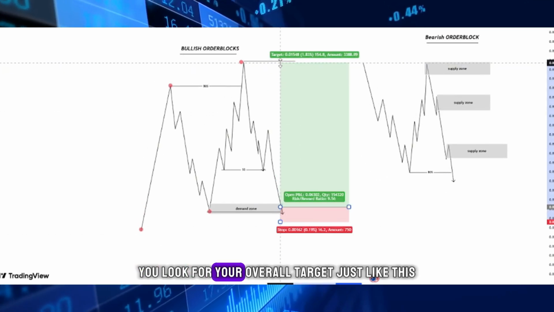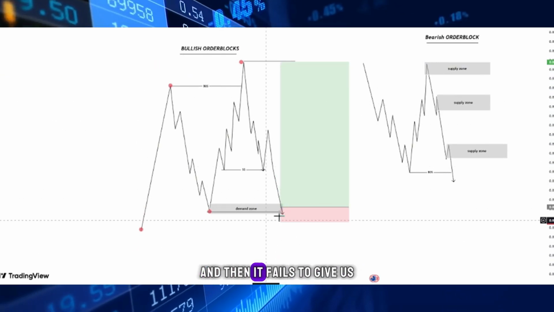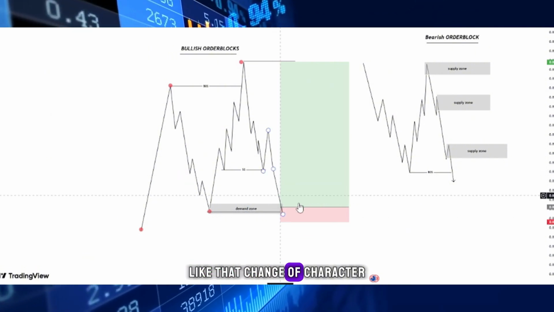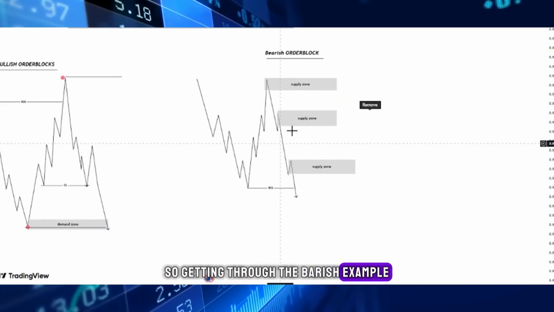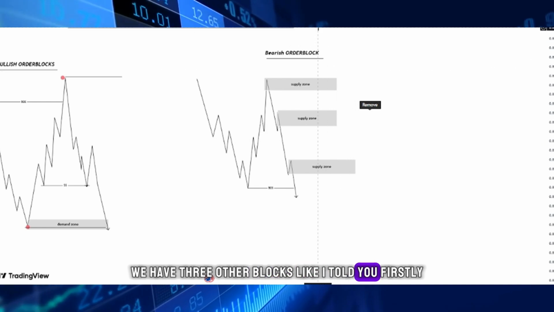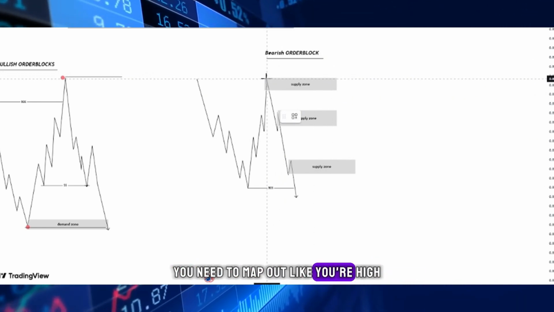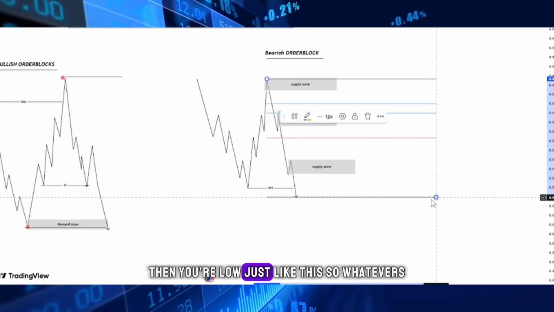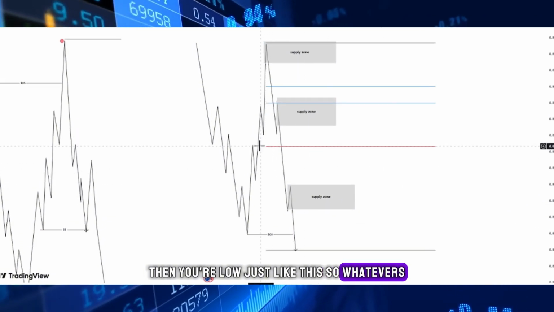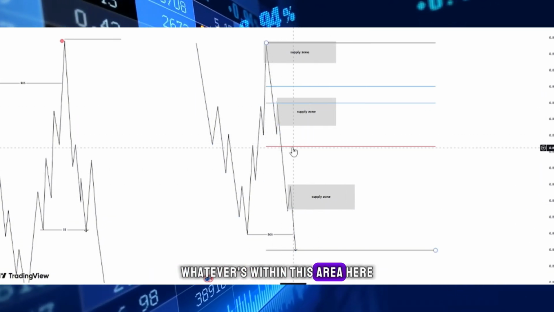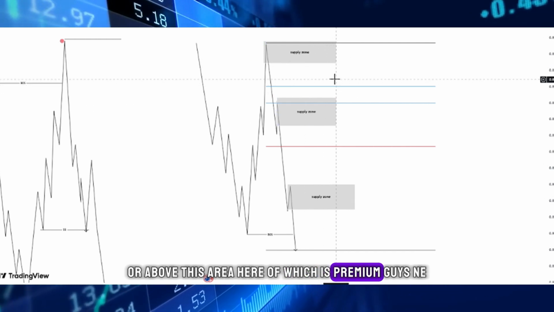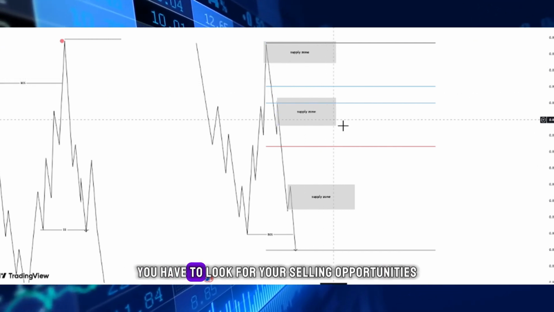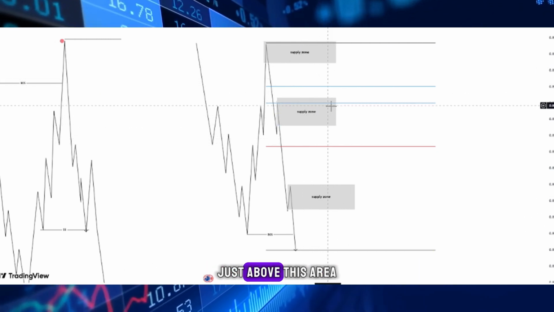You look for your overall target just like this, and then it fails to give us that change of character. So it happens, guys. Now, we're getting to the bearish example. We have 3 order blocks like I told you. Firstly, you need to map out your high, then your low, just like this. So whatever's within this area here or above this area here, which is premium, guys, now you have to look for your selling opportunities just above this area.